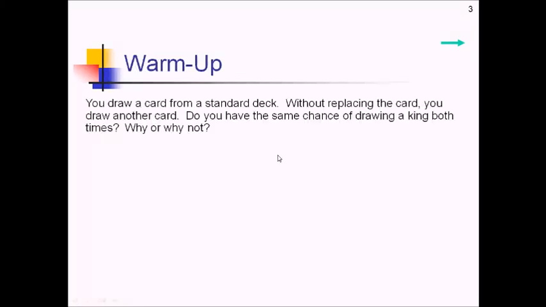For the warm-up on this one, this is more of a pause and ponder kind of warm-up. Let's say you draw a card from a standard deck. Without replacing the card, you draw another card. Do you have the same chance of drawing a king both times?